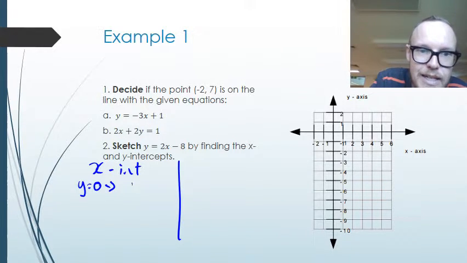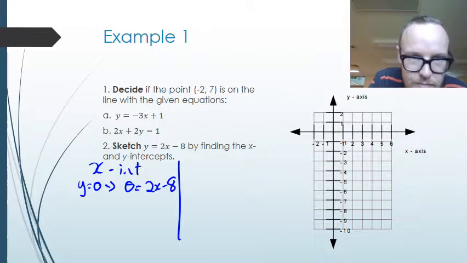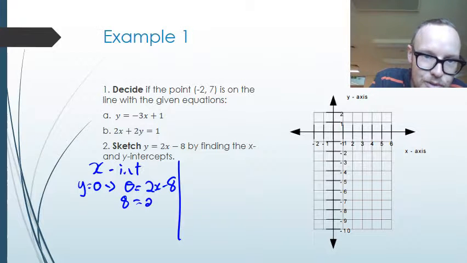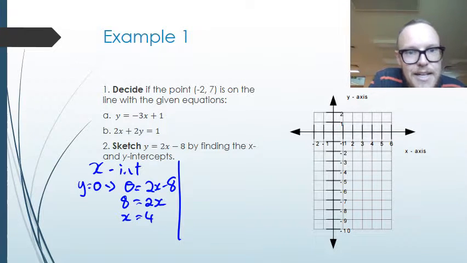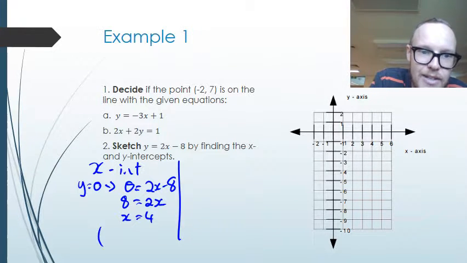So we've got here 0 is going to be equal to 2x minus 8, because we're substituting in y equals 0, and then we need to just solve that equation. So we can get 8 equals 2x, and that means that x is equal to 4. So that's our x-intercept then, is going to be at (4, 0).